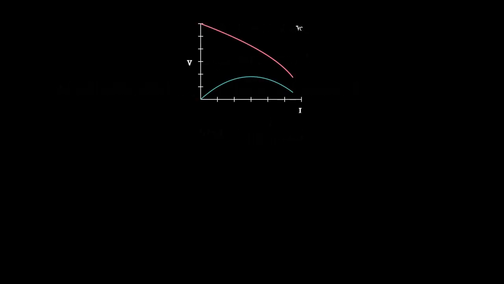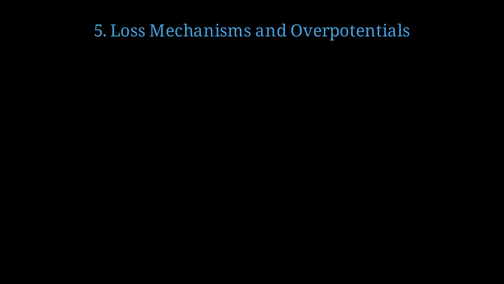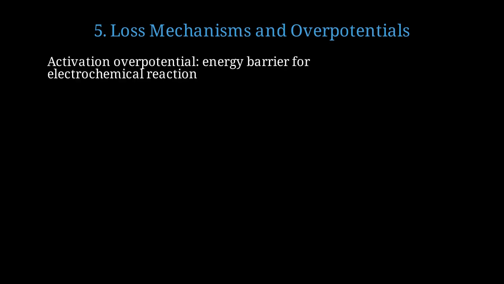This polarization curve shows voltage decreasing with current due to losses, while power density peaks at intermediate current, defining the optimal operating point. Real fuel cells suffer from various losses that reduce voltage below the theoretical value. Let's examine these. Activation overpotential represents the energy barrier that must be overcome to drive the electrochemical reaction at a finite rate. The Butler-Volmer equation gives activation overpotential as RT over alpha nF times natural log of current density over exchange current density.